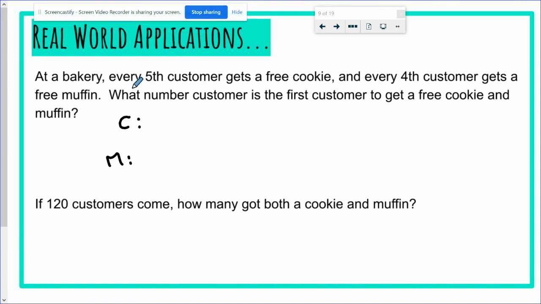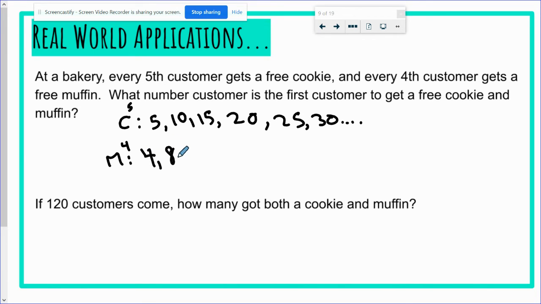All right, so cookies, we're going to count by 5s. 5, 10, 15, 20, 25, 30, and I could keep going, but again, I like to stop after the first 5 or 6. And then if I don't see a match, I would keep extending my list. But all right, and then muffins go by 4s. 4, 8, 12, 16, up, and now I see 20. So the 20th customer is the first customer to get both a free cookie and a free muffin.